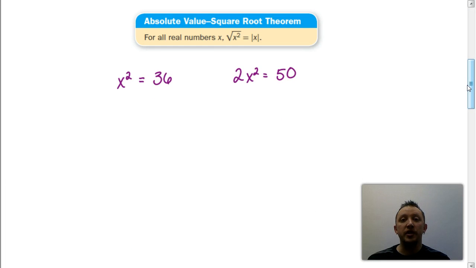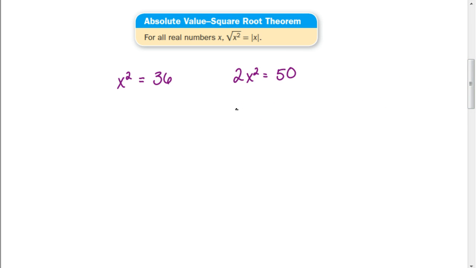The first thing we need to understand is this theorem, the absolute value square root theorem. What this theorem states is that when we take the square root of x squared, our answer is not simply x. A lot of people think, oh, the square root of x squared is going to be x, but that's not the case. This theorem tells us that the square root of x squared is actually the absolute value of x. Why is that important? Well, let's look at a couple of these examples.